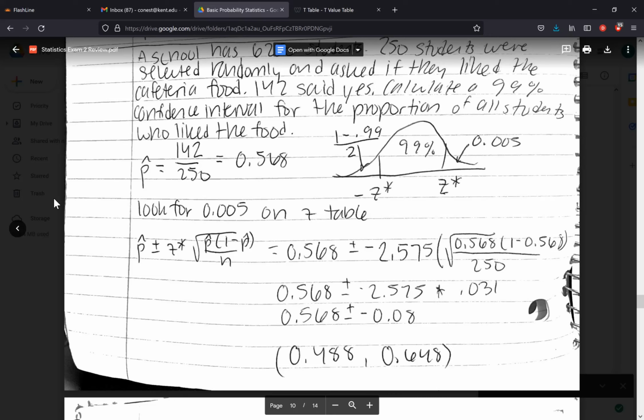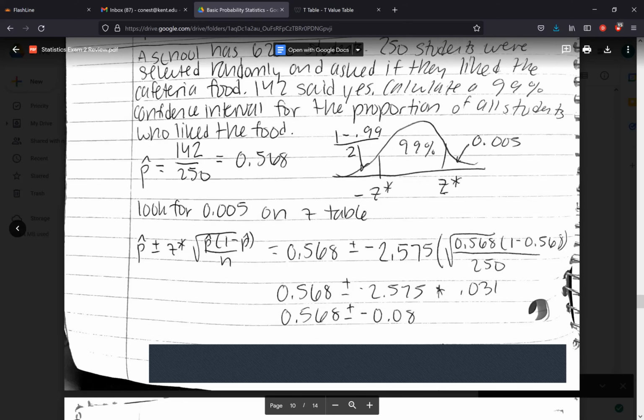So next we can draw a picture of our normal curve, and remember to verify those conditions were met. Since we have a large sample size of 250, that's definitely good enough, so we can use the proportion distribution. So we have 99% in the middle of our normal curve, since we are using a 99% confidence interval. And on either side of that, that is 0.005%.